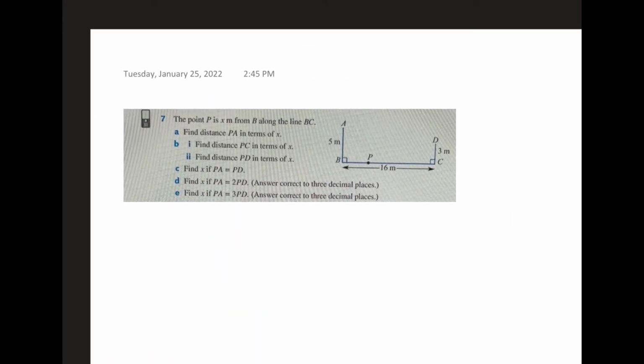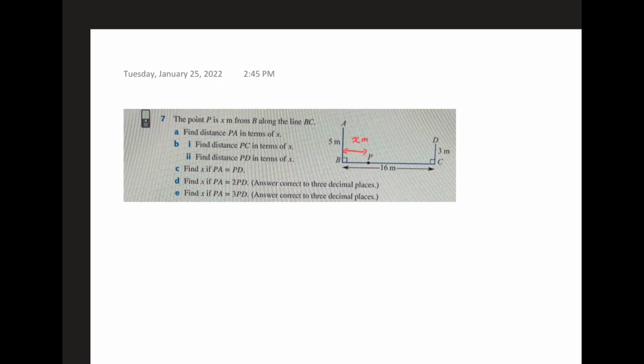Okay, so let us continue with question 7. The point P is x meter from B. So that means here to here will be x meter. Let me put the labeling, so here to here, x meter. Then find distance PA in terms of x.